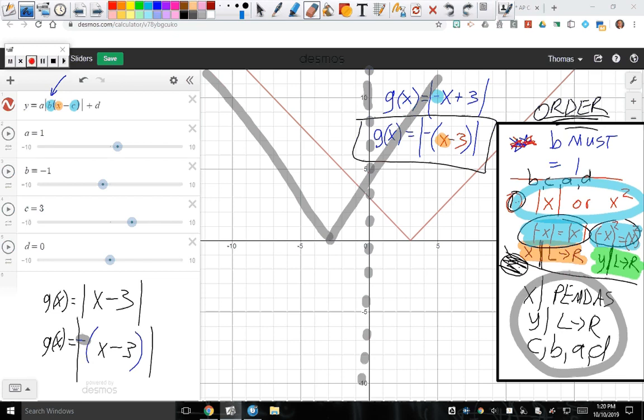So I'm not doing PEMDAS first. What do I have to do first? How do I do it? I need to do left to right on both of them. And then it will work. Okay? So let's look at this.